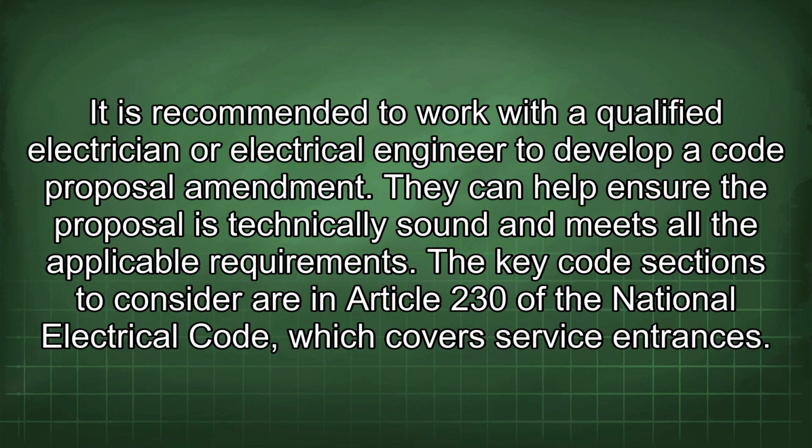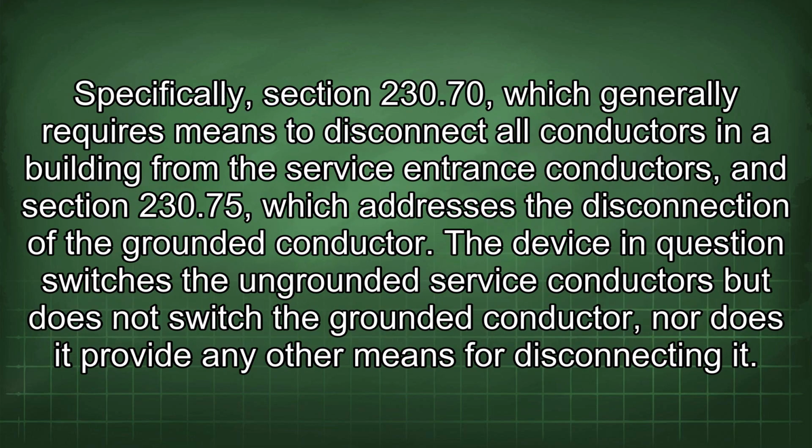It is recommended to work with a qualified electrician or electrical engineer to develop a code proposal amendment. They can help ensure the proposal is technically sound and meets all the applicable requirements. The key code sections to consider are in Article 230 of the National Electrical Code, which covers service entrances. Specifically, Section 230.70, which generally requires means to disconnect all conductors in a building from the service entrance conductors, and Section 230.75, which addresses the disconnection of the grounded conductor.